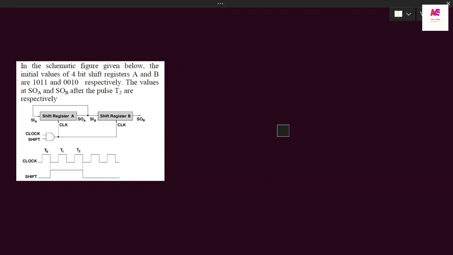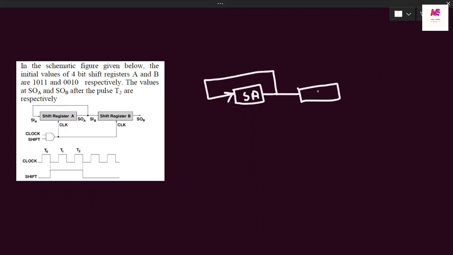So this is the basic operation of shift registers. Now see the solution of this problem. Here the first shift register is given, that is A, and the output of the shift register is given to the input again, and the output of the first is given as input to shift register B, and we have to find out the output of B also. So this is the A output and this is the B output. The initial sequence of A is 1, 0, 1, 1, and the initial sequence of B is 0, 0, 1, 0.